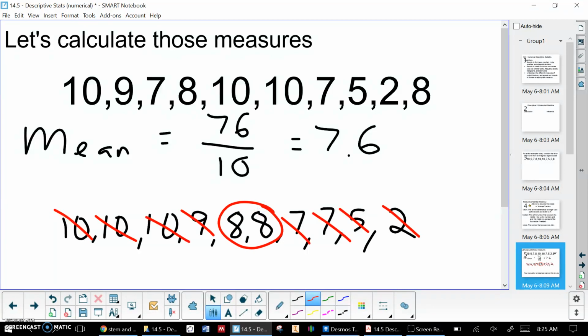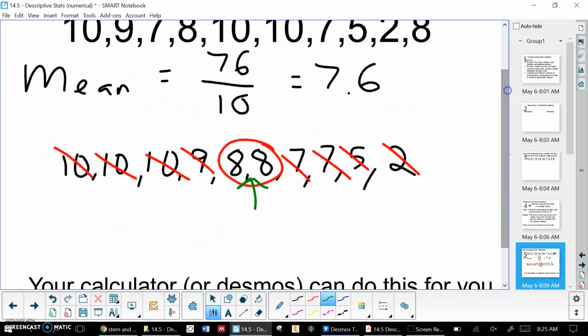Usually when there's 2 numbers in the middle, you just find the average of the 2 numbers. In this case, because the 2 numbers are the same, the average is just 8. And so here, our median is just 8. And we'll talk about this a little bit: why is the median higher than the mean, and why might that be useful?